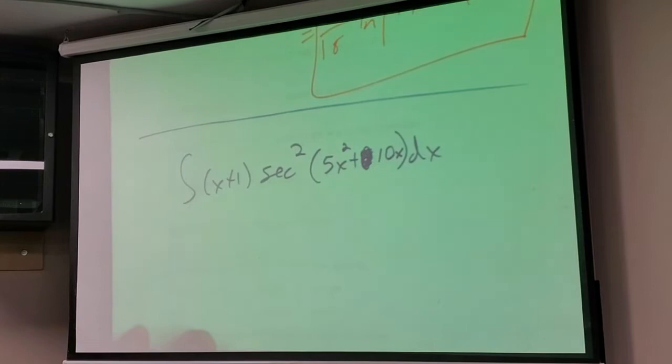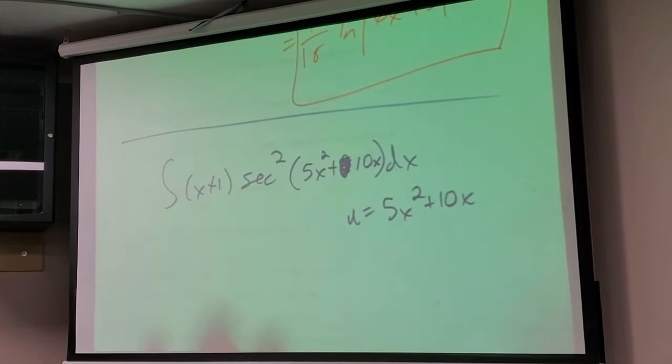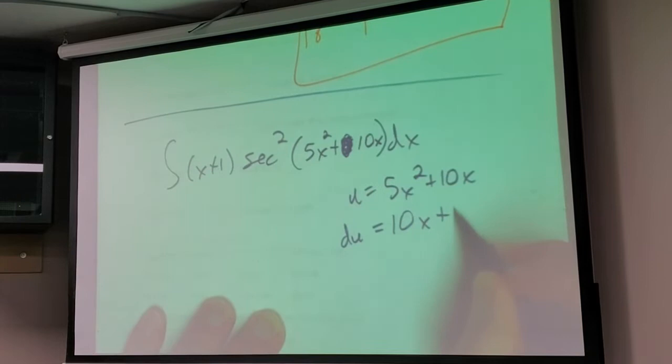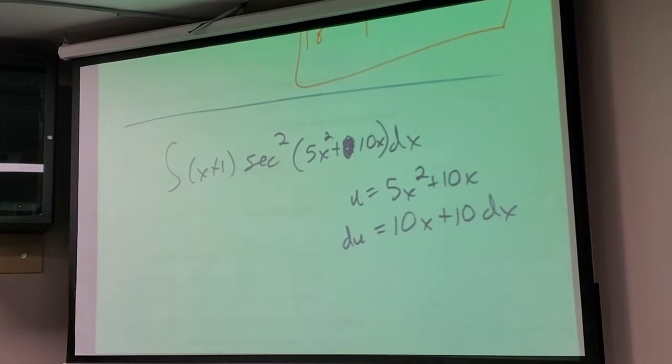What's the obvious inside function? To see if this is going to be doable, I do this derivative and see if it's in there. So what is that derivative? u equals 10x plus 10 dx. And is that in there? Yes. Totally. Good. Perfect answer. Just constants are not right, but we don't care. The important part is in there. I have to have x plus 1 because now I can build it up to be the constants right.